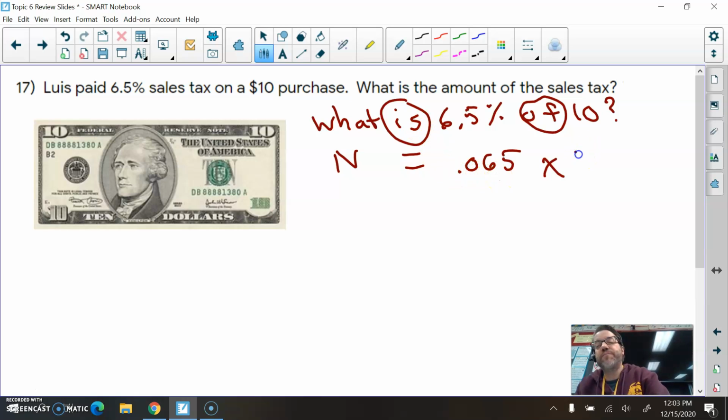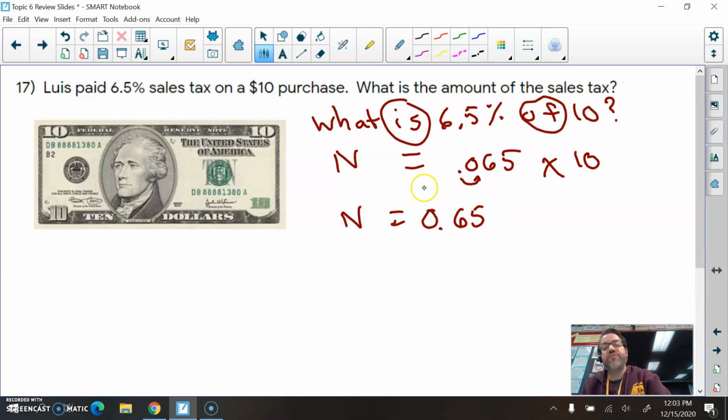And then times 10. If you want, you can use a calculator to solve this, although you shouldn't need one, because when you multiply by 10, we are working with the decimal system. All you need to do is move the decimal point to the right 1 space. And when you do that, you get 0.65. So what is the amount of the sales tax?